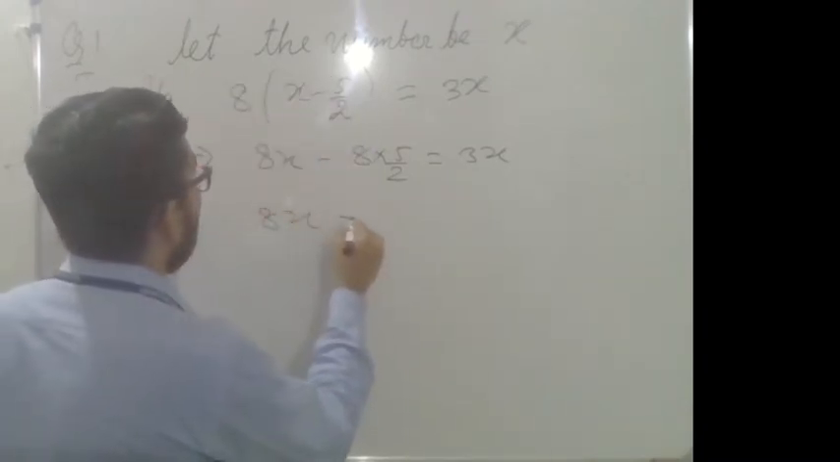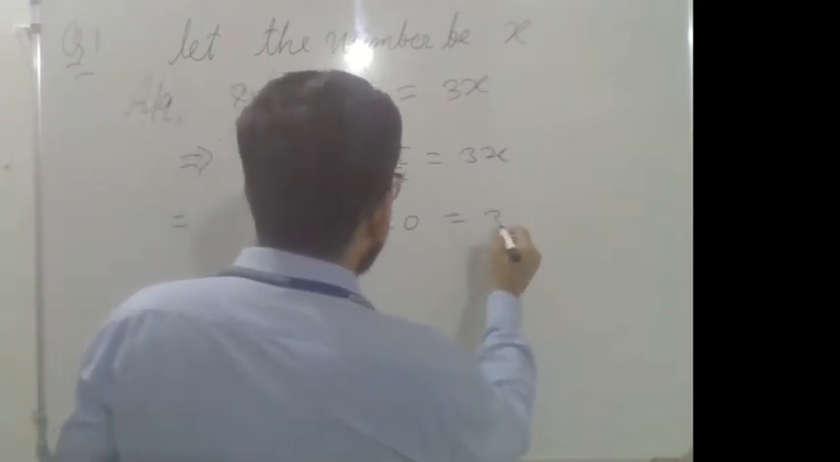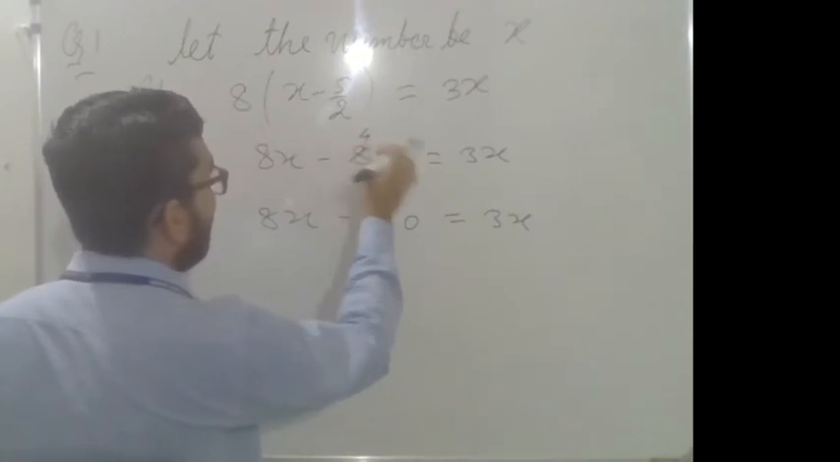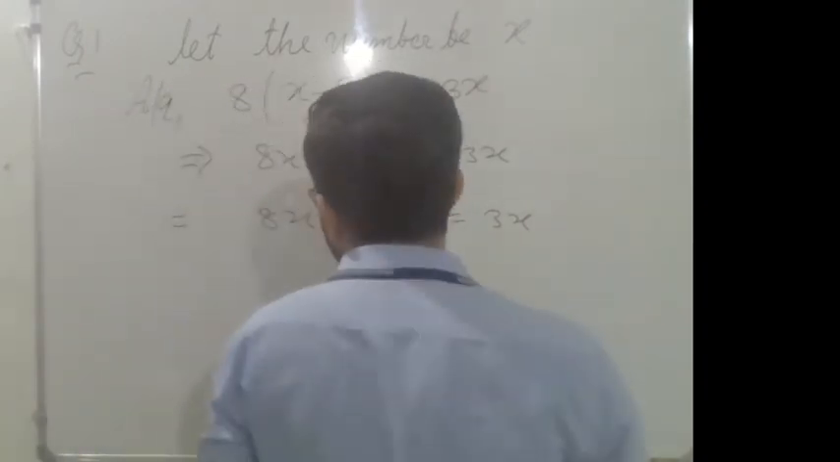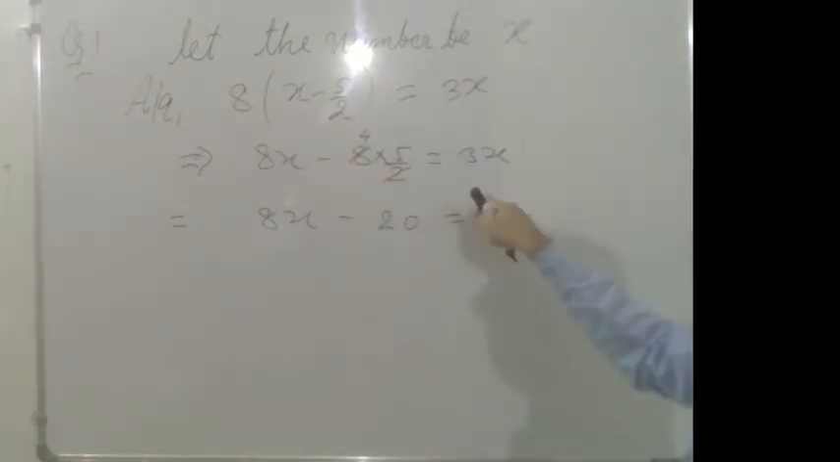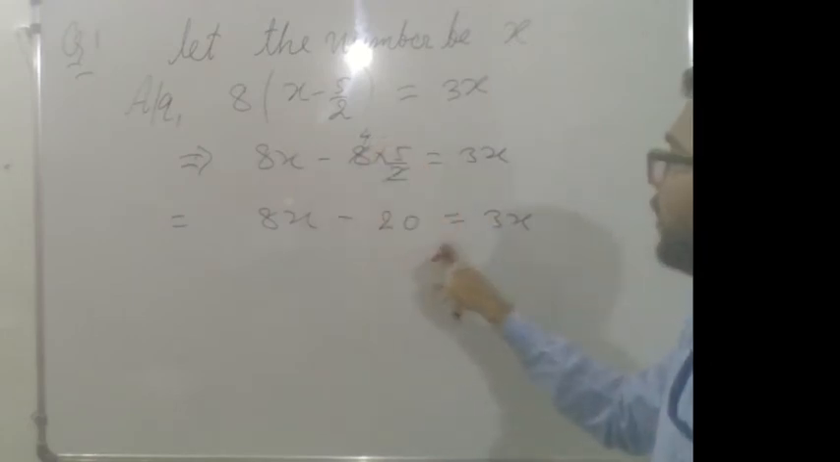8x minus 20 is equal to 3x. When you cut it, 2 fours are 8, 5 fours are 20. So 8x minus 8 into 5 by 2 is equal to 3x. When you cut it, 4 into 5 is 20, so 8x minus 20 equals 3x.